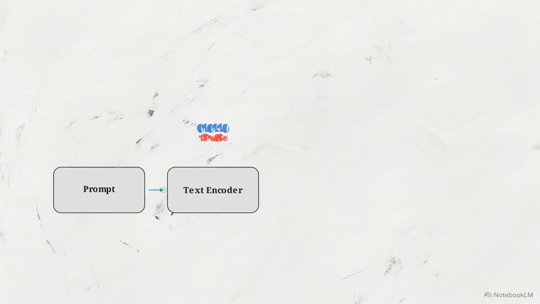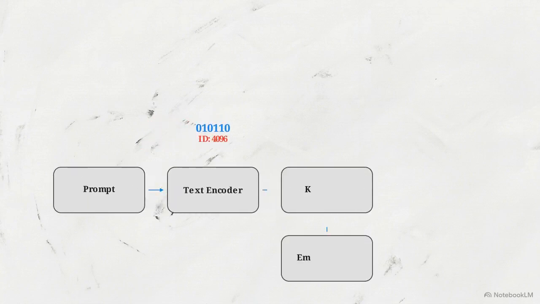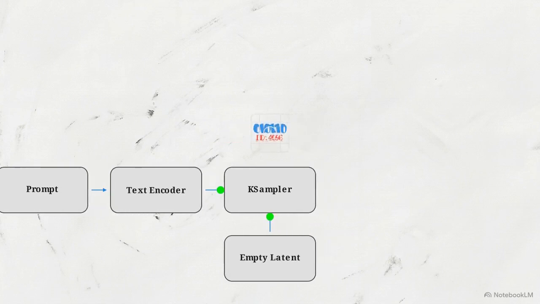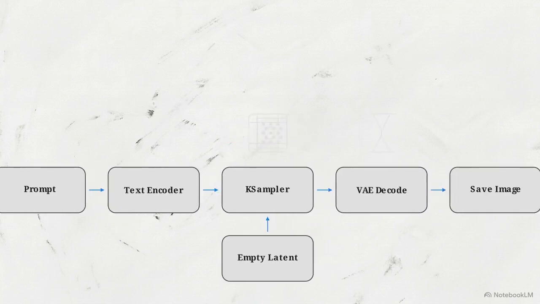This diagram maps the macro stages of the generative pipeline. The process begins with a human prompt, travels through a text encoder, passes into the generation engine, and finally moves through a decoder to produce the save image output.